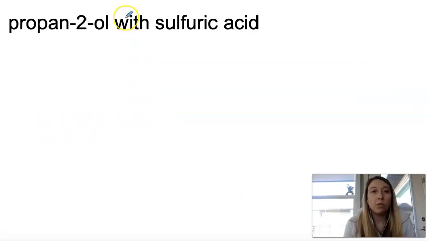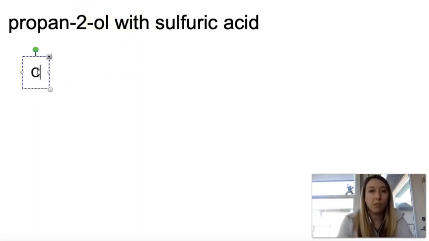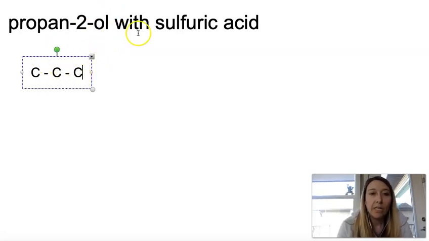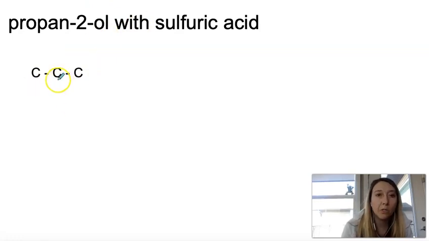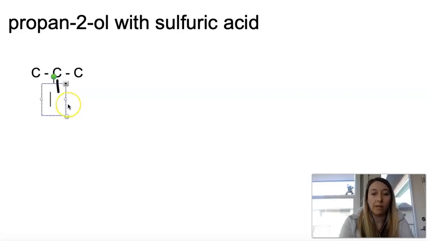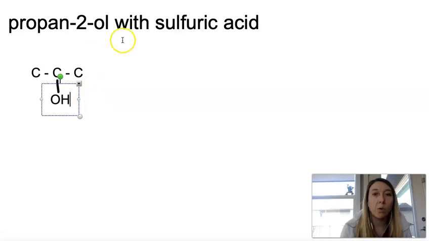Okay, so let's look at some examples. The first one we have is propan-2-ol with sulfuric acid. So prop means 3 carbons, right? So 1, 2, 3. It's a 2-ol, which means that off of carbon number 2, which is right here, we are going to have that hydroxyl group, right? We're going to have that OH.